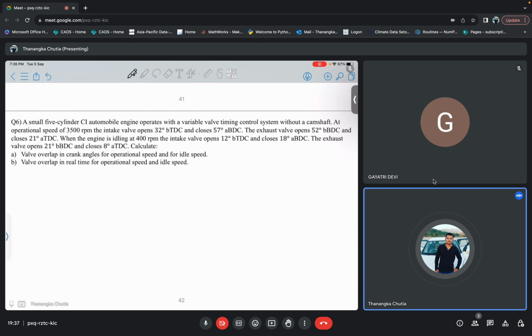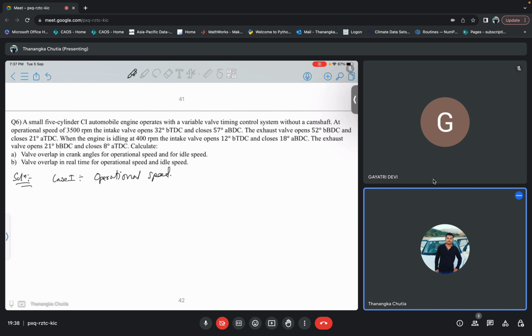We have to calculate the valve overlap in crank angles and the valve overlap in time, in both cases, one for operational speed and one for idle speed. So case 1: we will draw the figure and you will get the idea. Case 1 is the operational speed. What will be the scenario at the operational speed?